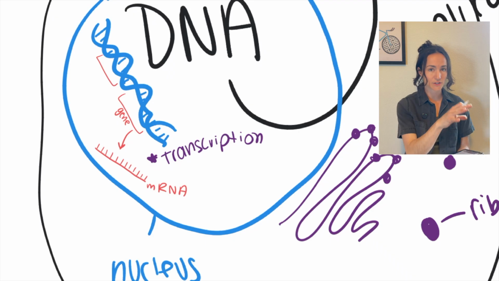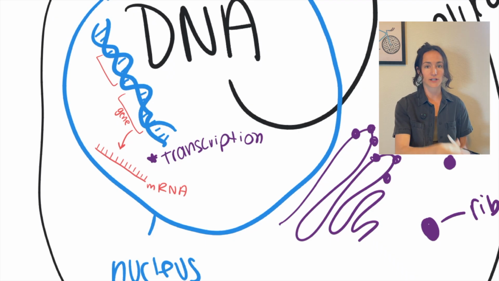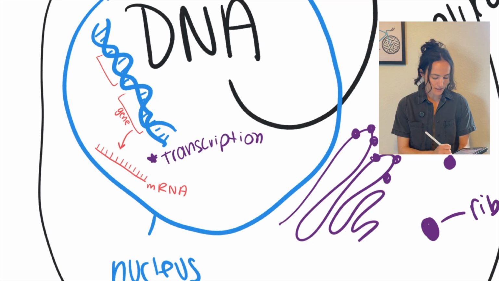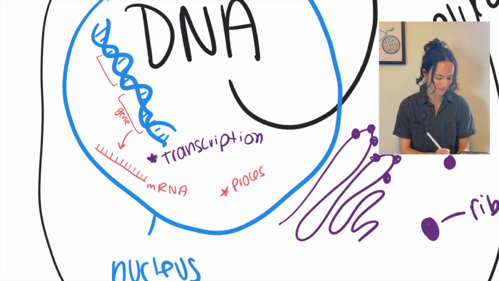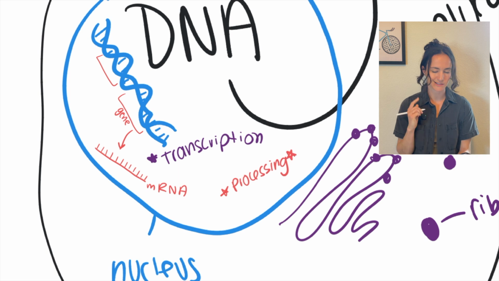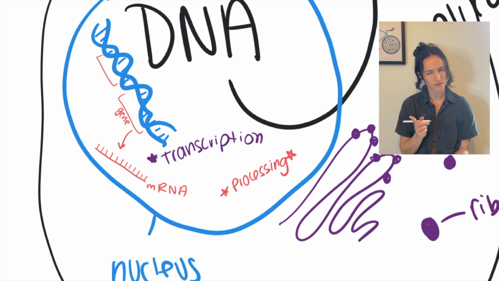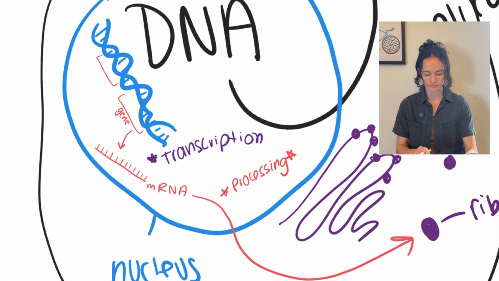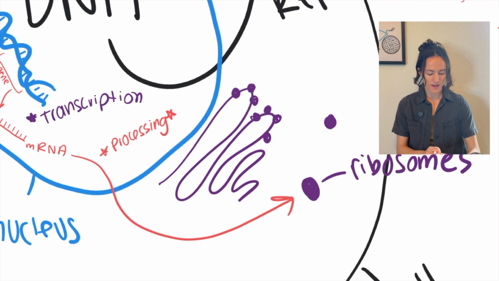So I'm taking the nucleic acid DNA and I'm creating a transcript, also in nucleic acid language, just in the form of RNA. That RNA is going to go through some processing steps inside of the nucleus, and that doesn't happen if you are a bacteria, but that's okay. We're staying in human world. And then it's ready to leave the nucleus and go find a ribosome.